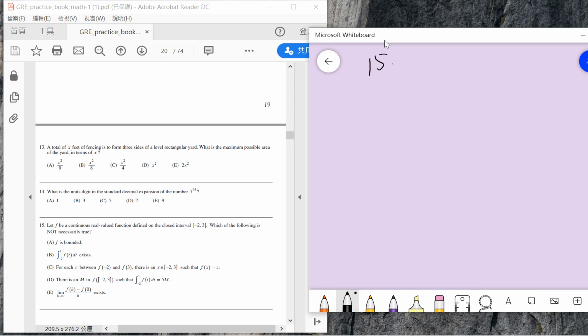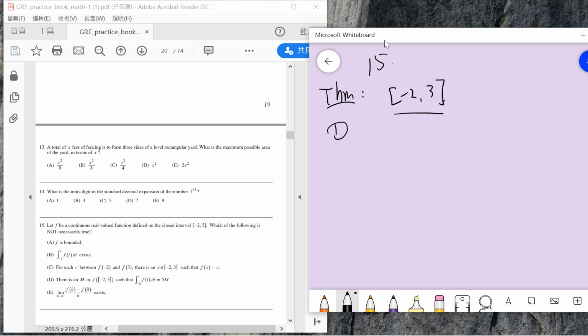15. So 15 is an analysis problem. You know that f is a continuous function on a closed interval, which of the following is not necessarily true? Okay, there are a lot of theorems about continuous functions, but I list some important properties.